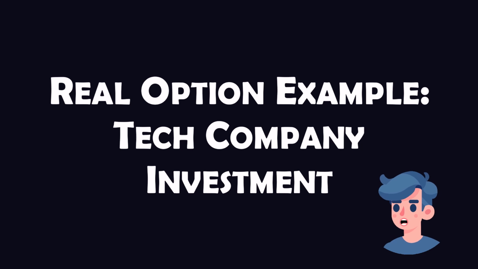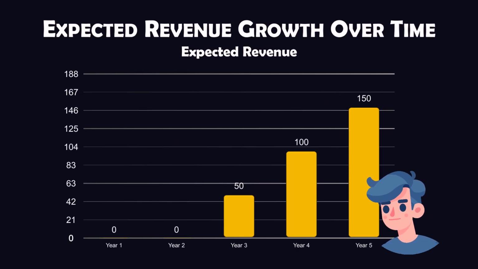Let's consider an example to help clarify. Suppose a technology company is considering investing in a new product. By treating the investment as a real option, the company can defer the decision until more information is available. If market conditions become favorable, they exercise the option to invest. If not, they can decide against it, minimizing their risk exposure.